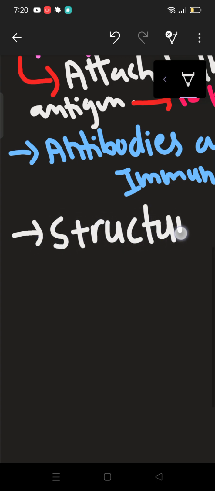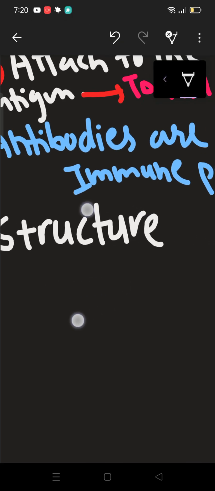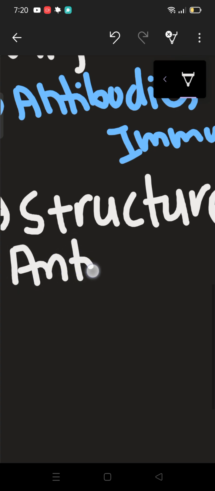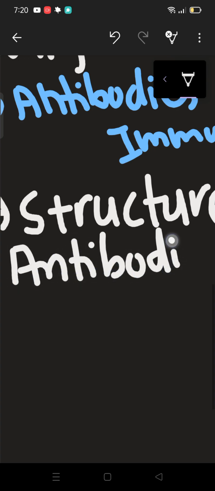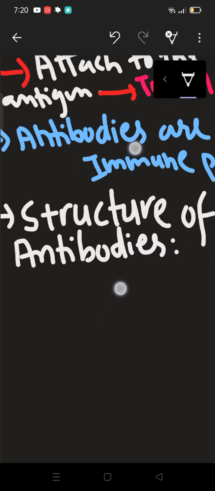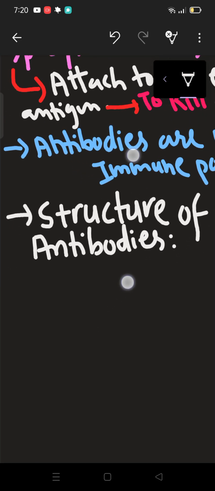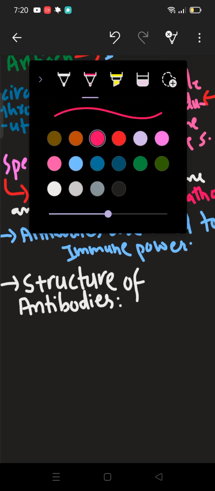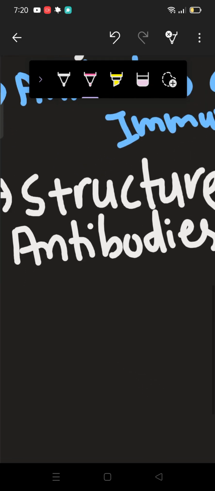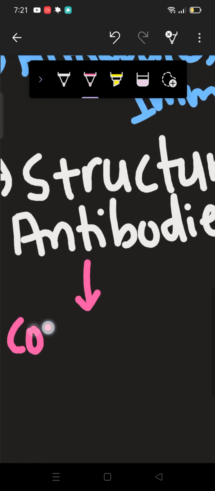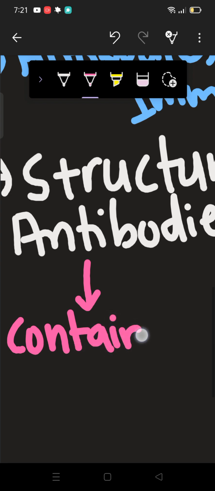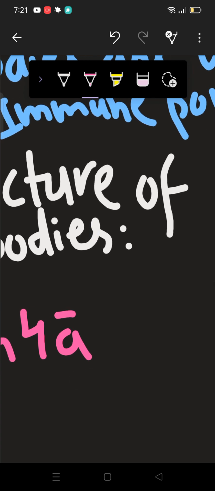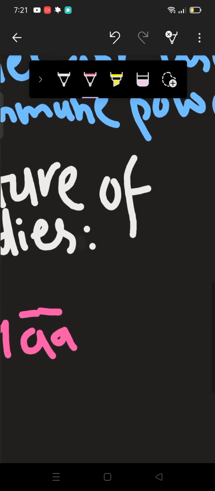So today we will be looking at the structure of antibodies. The structure of antibodies contains 4 amino acid chains. This is the representation of amino acids.